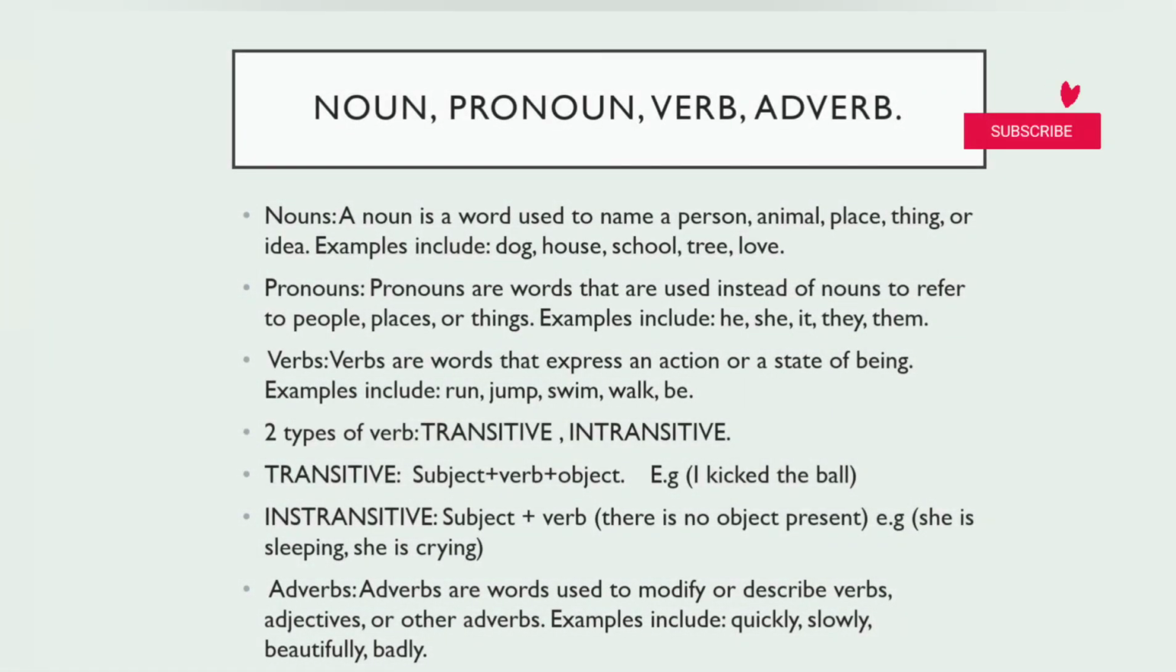So the first part of speech is the noun. So noun is a naming word. You can name a person, place, animal, or anything that comes into your mind. It can include ideas as well, including the examples dog, house, school, tree, love.